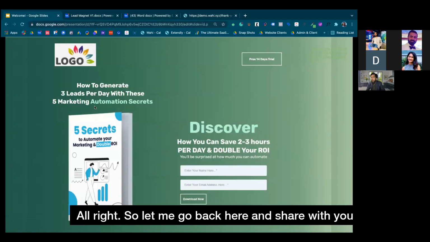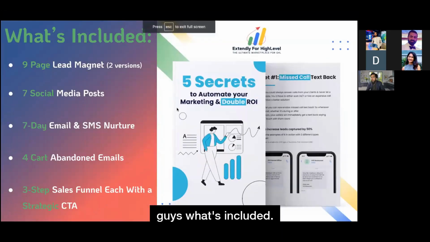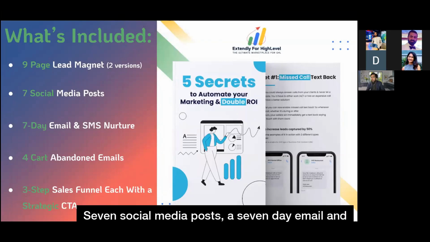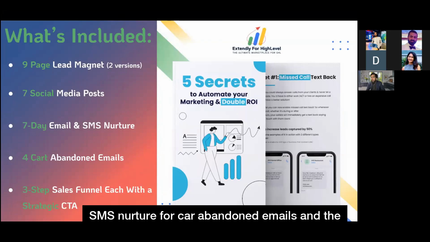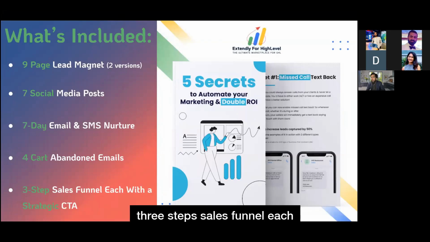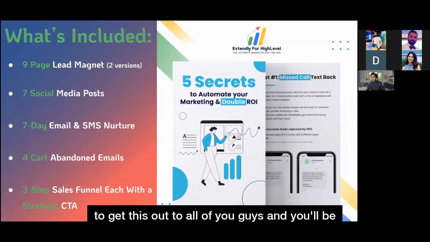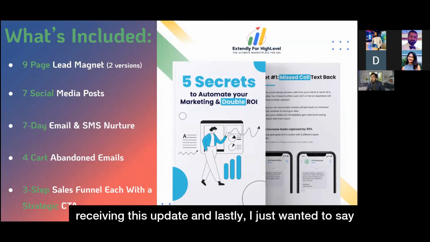All right, so let me go back here and share with you guys what's included. So you get a 9-page lead magnet that has 2 different versions, 7 social media posts, a 7-day email and SMS nurture, 4 cart abandoned emails, and the 3-step sales funnel, each with a strategic CTA in there. So we're super excited to get this out to all of you guys, and you'll be receiving this update.